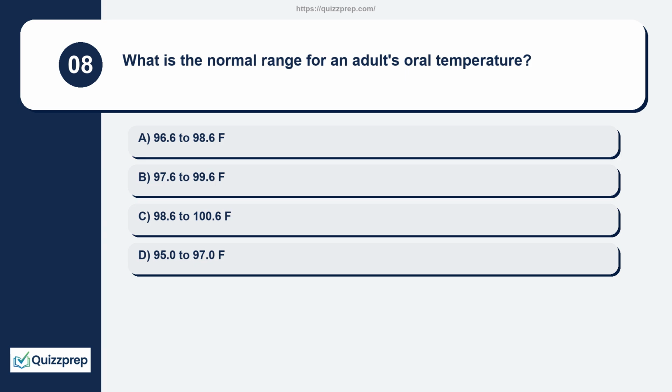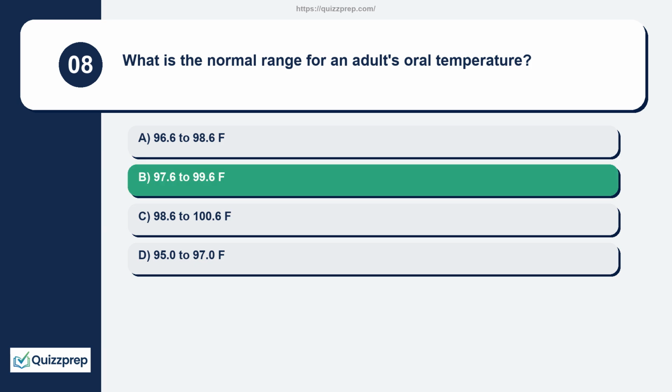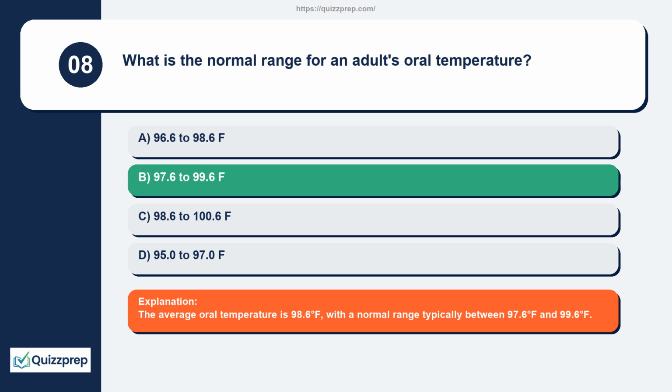Question 8. What is the normal range for an adult's oral temperature? 96.6 to 98.6 F, 97.6 to 99.6 F, 98.6 to 100.6 F, 95.0 to 97.0 F. The average oral temperature is 98.6 degrees Fahrenheit, with a normal range typically between 97.6 degrees Fahrenheit and 99.6 degrees Fahrenheit.